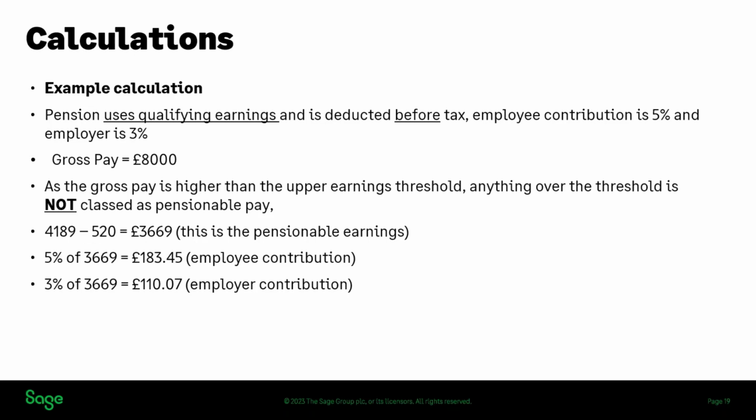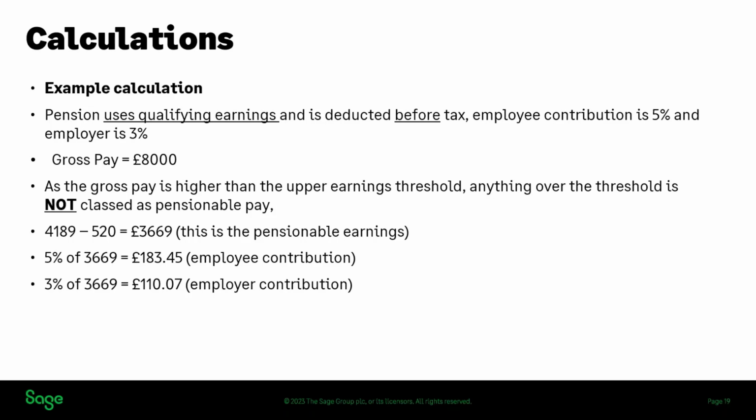Slightly different example for a pension using qualifying earnings. So we've still got this one deducted before tax, with the same contribution amounts, 5% employee, 3% employer, but they've had a good month. They've got gross pay of £8,000 in total this month. And because that amount is higher than the upper threshold of qualifying earnings, the amounts in excess of that upper threshold would not be classed as pensionable pay. So in effect, they've hit the limit of pensionable earnings for a scheme that uses qualifying earnings.